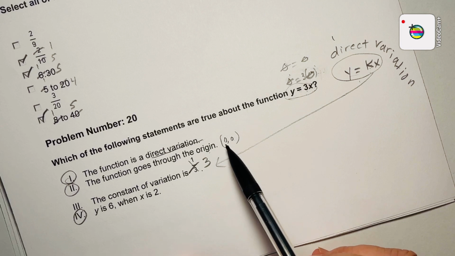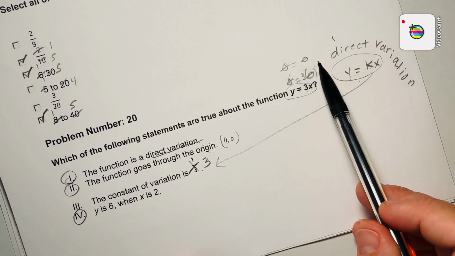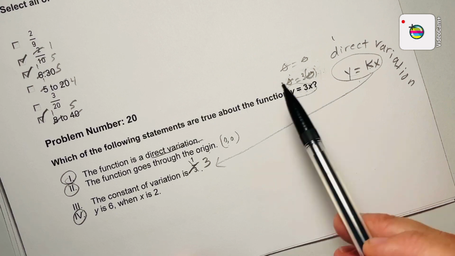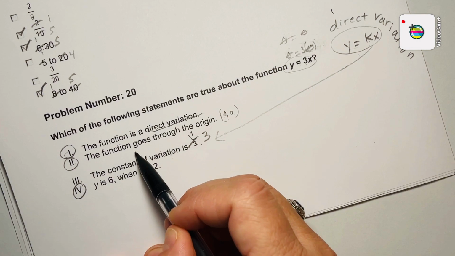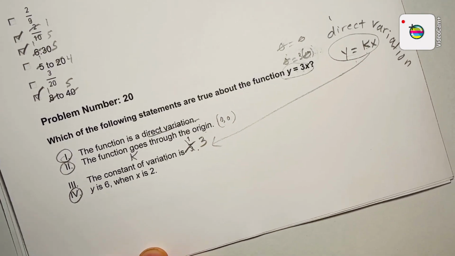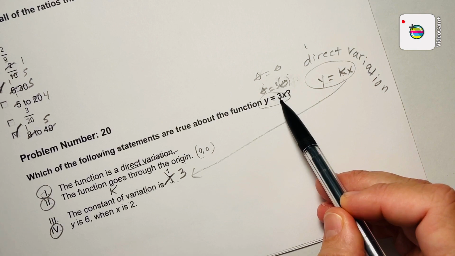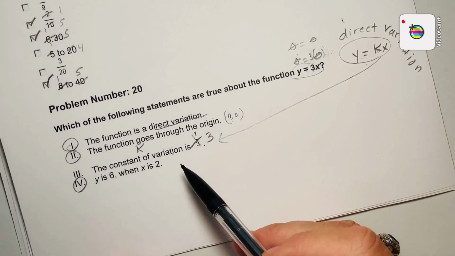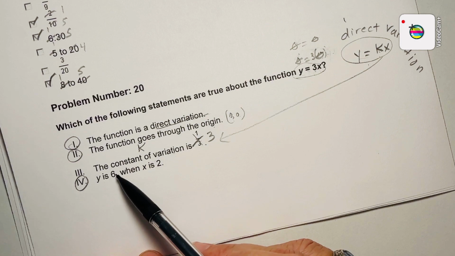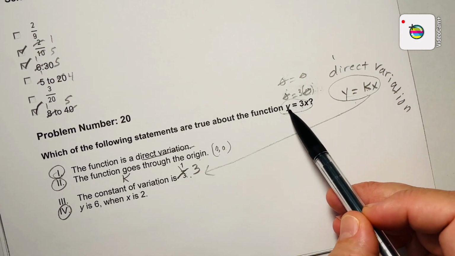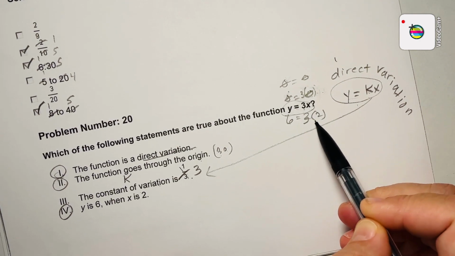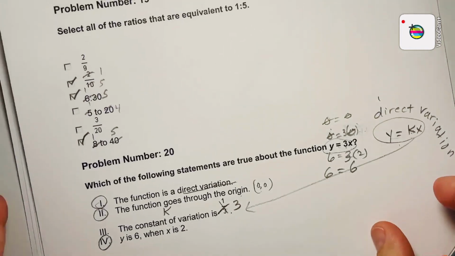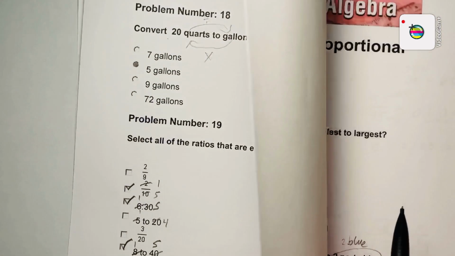Does it go through the origin? Yes. We use 0, 0, and they equaled each other, and we checked it. Is the constant of variation 1/3? Remember, the constant of variation is identified by the letter k. And in this formula, no. K is a 3, not a 1/3. And is y 6 when x is 2? Yes, we checked that also. 3 times 2 equals 6. Okay. 1, 2, and 4. And we are done.